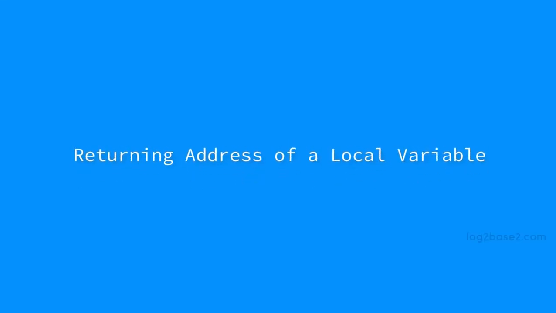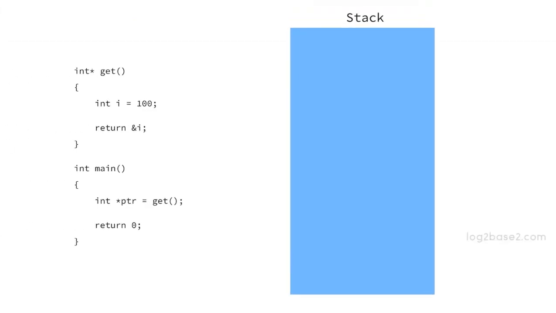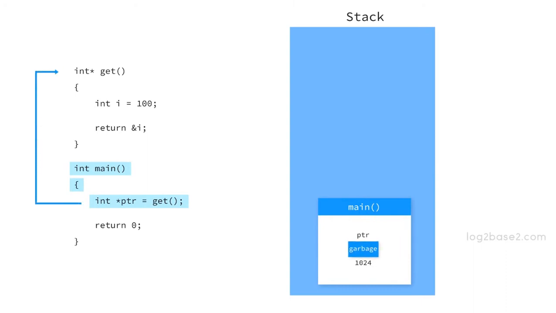Next case is returning the address of local variables from a function. See this example program, we have the main function and a function get. As we know, execution begins from the main function. So main is pushed into the stack, and here we have int star ptr equal to get. That is, we create an integer pointer and we call the function get, and whatever the function returns will be stored in ptr. So control goes to get, and it is also pushed into the stack.